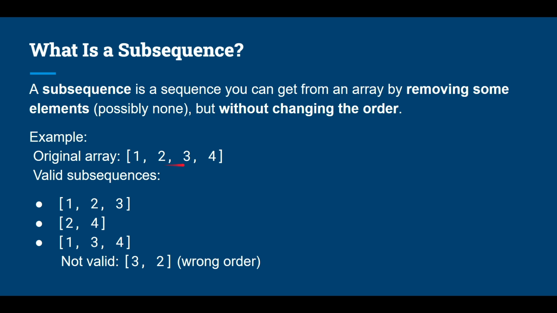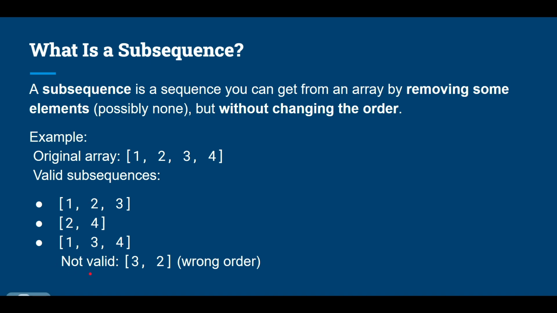Let's suppose this is the array given in example 1: 1 2 3 and 4. What are the possible valid subsequences? If we remove the last digit, the remaining will be 1 2 and 3. If we remove 1 and 3 this time, the remaining will be 2 and 4. The 2 comes first and 4 comes after that, so the insertion order is maintained here also. Now let's suppose we remove 2 in this case. So 1 3 and 4 remain, and it comes like this. These are called valid subsequences.